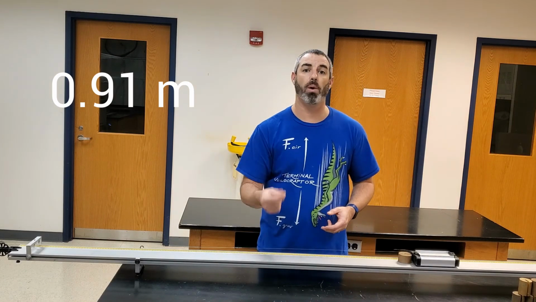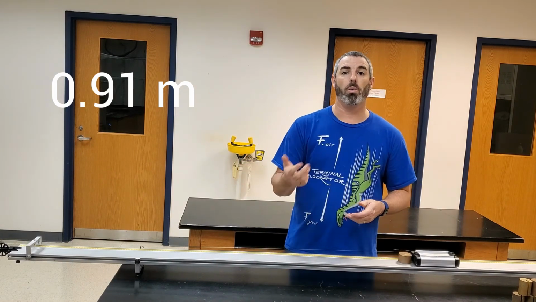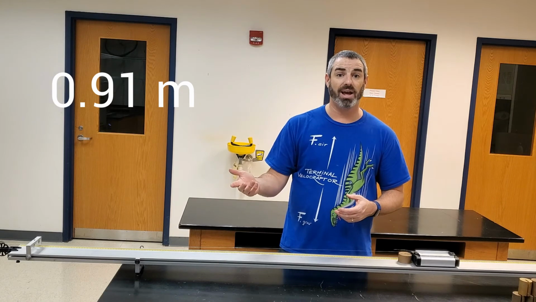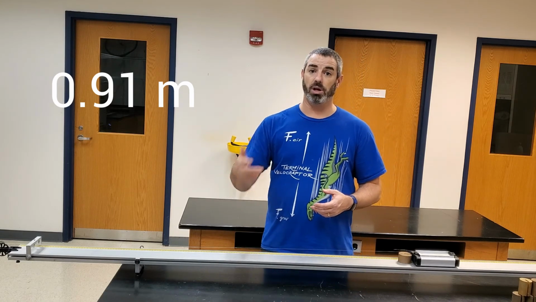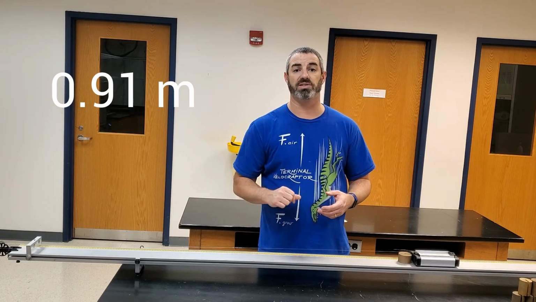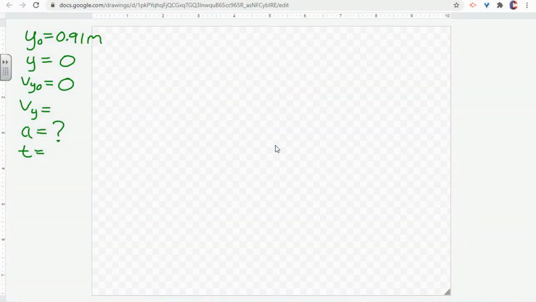If we know that it is 0.91 meters above the ground, we're going to use kinematics and calculate the acceleration. So we're going to go to the whiteboard and see how we're going to do that. All right, so what we're trying to find is the acceleration of the hanging mass cart system. The information that I know is about the hanging weight, and the hanging weight is 0.91 meters above the ground. It hits the ground.